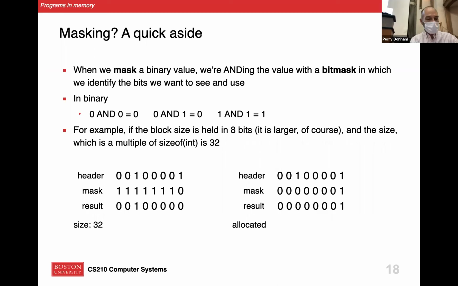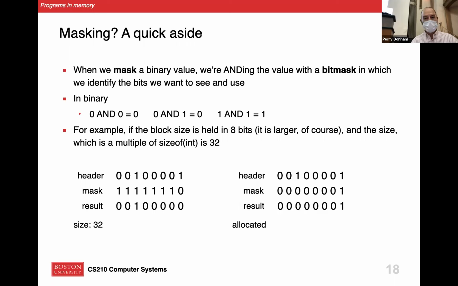And so if I'm interested in the size, I can do this. So here's my header information. It's got this last bit over here, but I don't care about the last bit because my sizes are always going to be even. And so I just mask it out. Here's the mask. I put a 0 in that first position. And so what I get when I AND these two things together is the size I'm interested in. It's 1, 2, 4, 8, 16. That's a 32. So my size is 32.